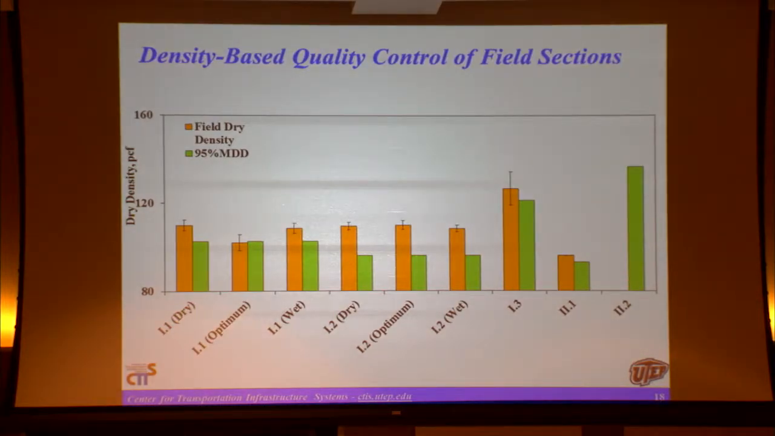And I would like you to show all the sites. You see that they are passing the 95% maximum dry density pretty much at all the sites. This one doesn't have any density measurement. Do you know why?